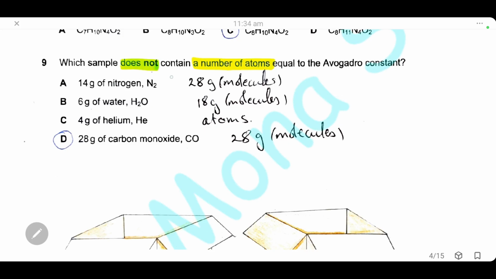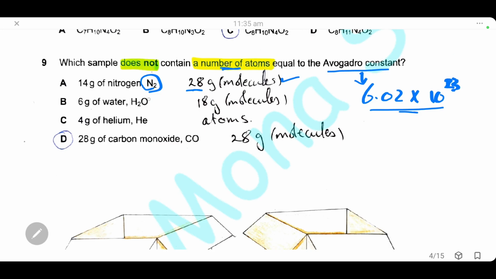Question 9. Which sample doesn't contain a number of atoms equal to the Avogadro's constant? Avogadro's constant is 6.02 times 10 to the power of 23. In a covalent compound, 1 mole of the covalent compound contains Avogadro's constant of molecules. So we know that in nitrogen gas, 1 mole contains 28 grams of nitrogen gas and Avogadro's constant number of molecules. But here the question is asking about the number of atoms. So we will calculate which substance doesn't contain the number of atoms equal to Avogadro's constant.